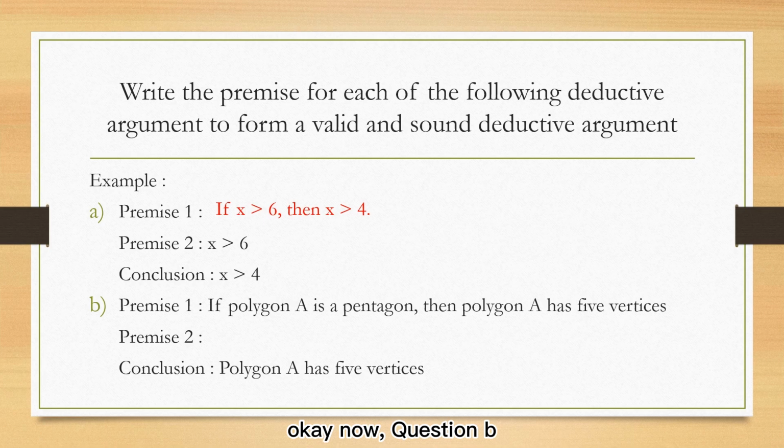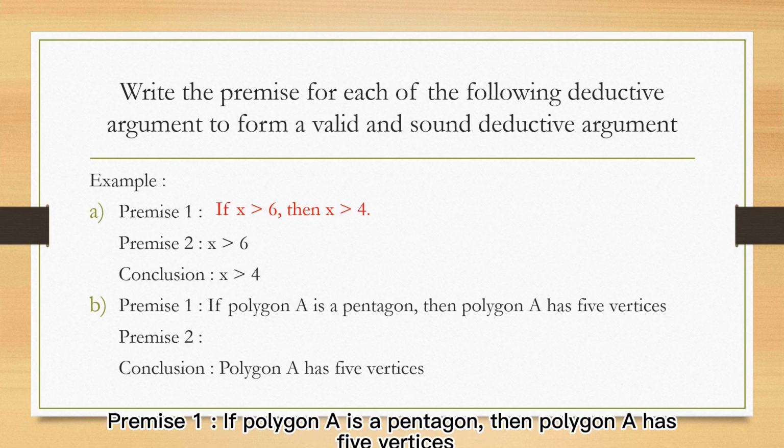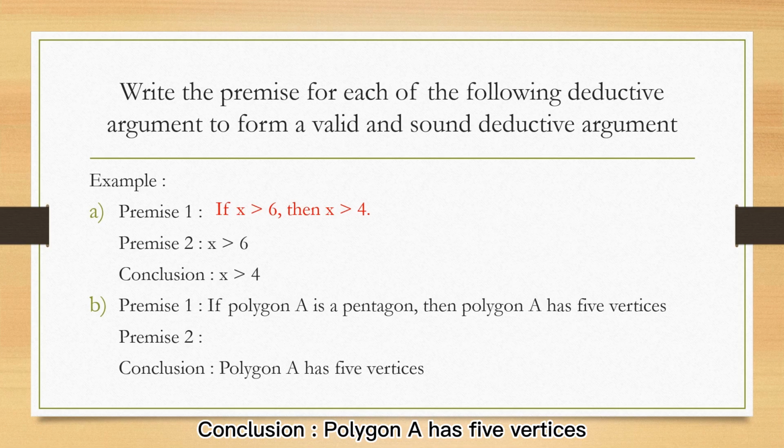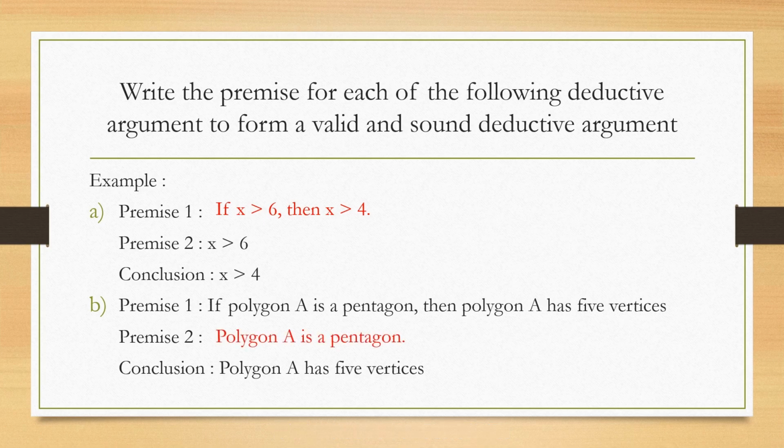Okay, now question B. Premise 1. If polygon A is a pentagon, then polygon A has 5 vertices. Conclusion is polygon A has 5 vertices. This question is also similar to Form 2. So the answer is polygon A is a pentagon.